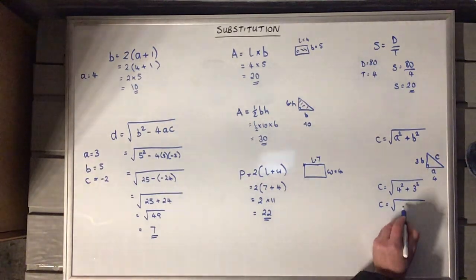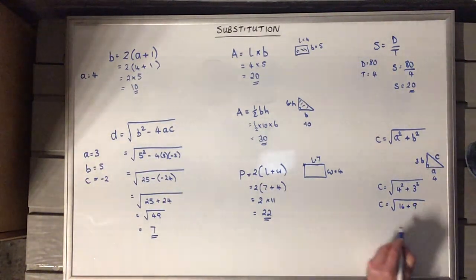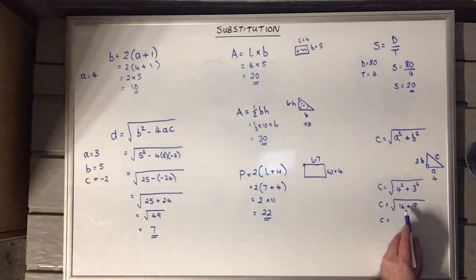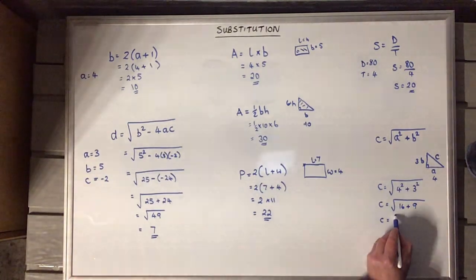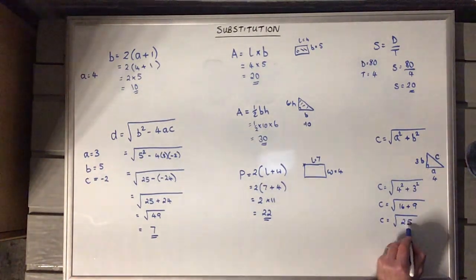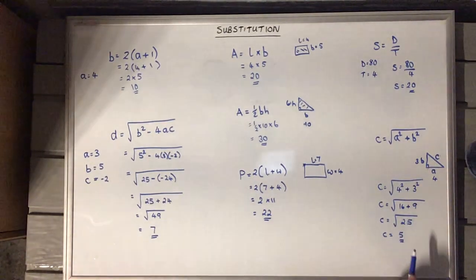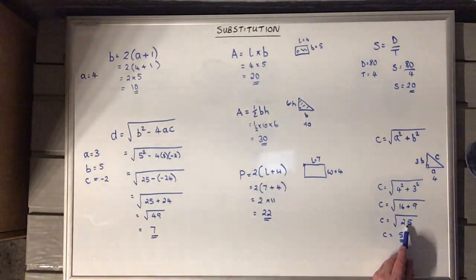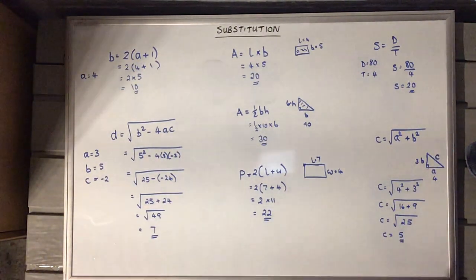Well, 4 squared is 16, plus 3 squared is 9. So it's the square root of whatever this bit is in here. Well, 16 plus 9 is 25. So that's the square root of 25. So C is equal to 5. Remember, the square root, a number times itself must give me 25. So that is 5. The square root of 25 is 5.